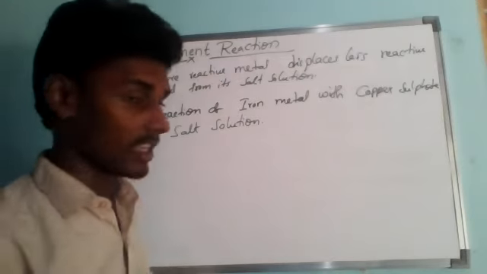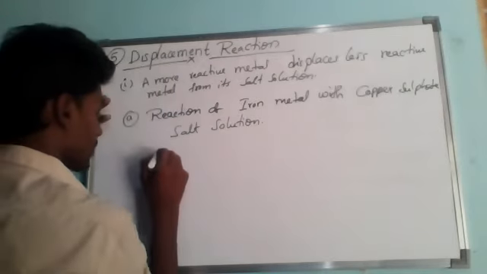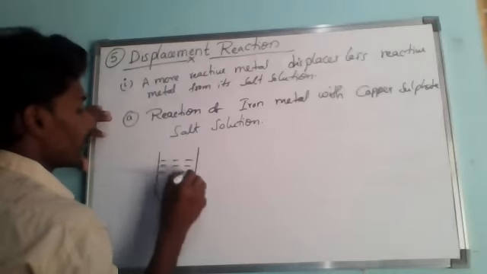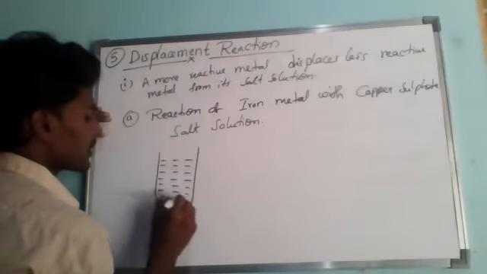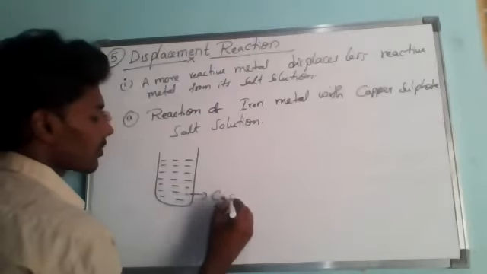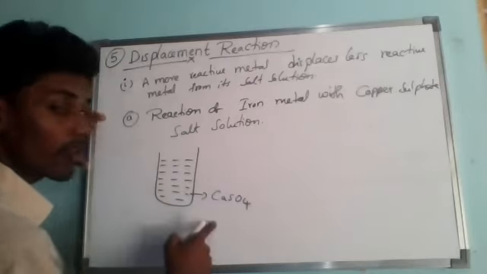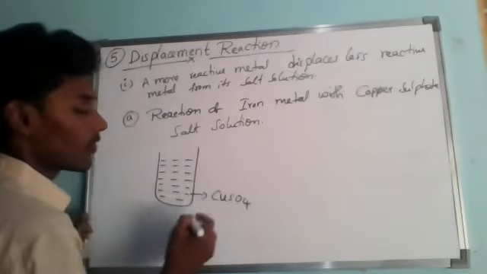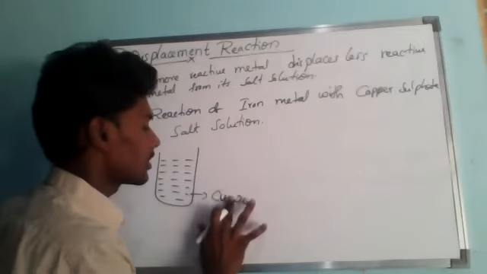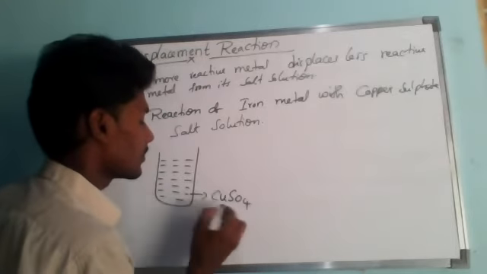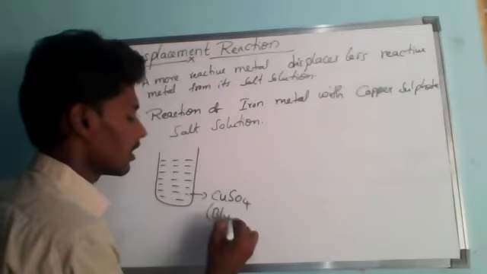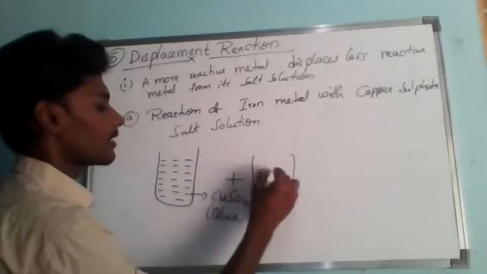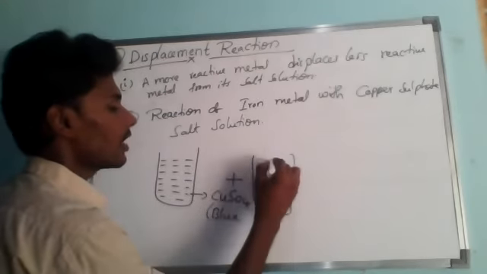Let me first show you the diagram. Imagine this is the copper sulfate solution, which is present in blue color. This is CuSO4, copper sulfate. You have to remember the formula also. CuSO4, copper sulfate solution, which is present in blue color. Now, to the same solution, I am adding a small iron nail.